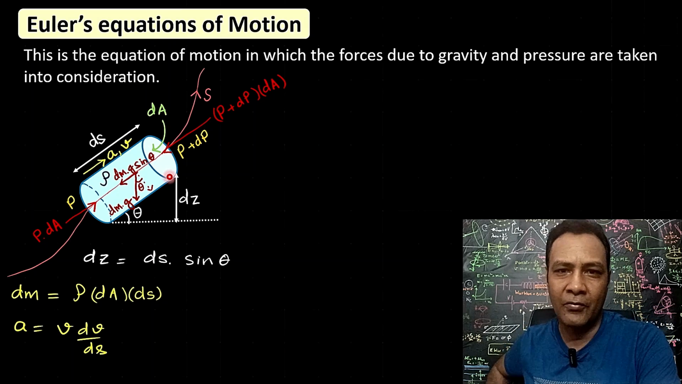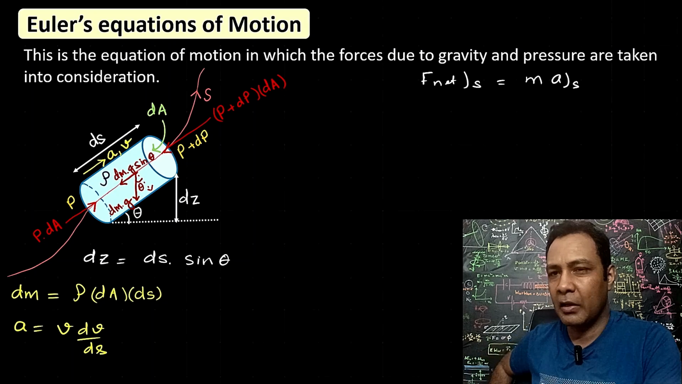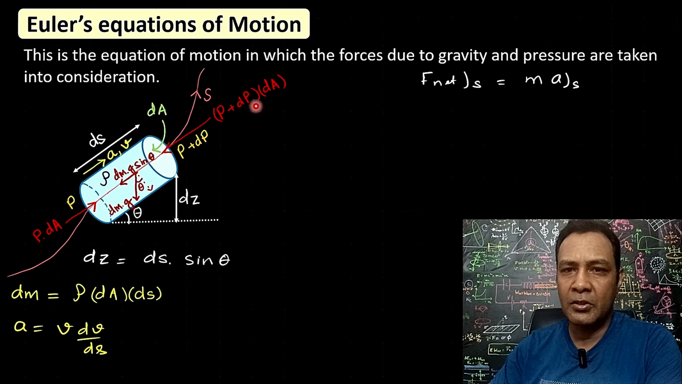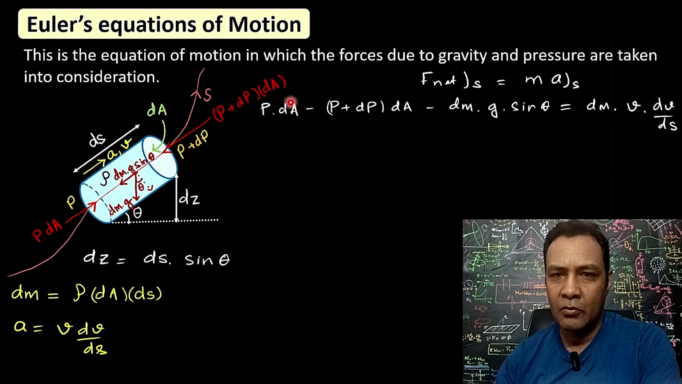We have to just apply F net is equal to ma along this streamline for this little element that we have shown. So applying F net along s is equal to ma along s, taking this direction as positive, in which the fluid is flowing. So the net forces: first force is P dA, then minus P plus dP times dA, and then minus dm g sine theta. So F net is this thing, and that is equal to dm, that is the mass, into acceleration v dv by ds. Let's simplify this thing.